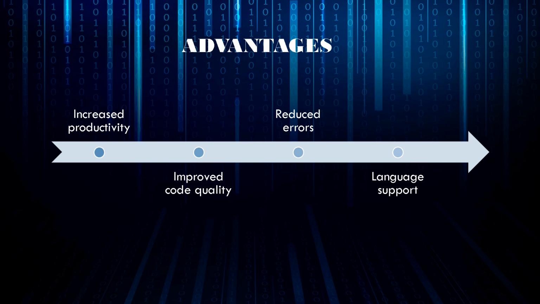For reduced errors, it reduces the likelihood of errors and bugs by providing suggestions based on existing code, which helps ensure code accuracy and correctness. For language support, it can be used with a wide range of programming languages and frameworks, including Python, JavaScript, TypeScript, Ruby, and Go, and is available as an extension for Visual Studio Code and as a GitHub app.